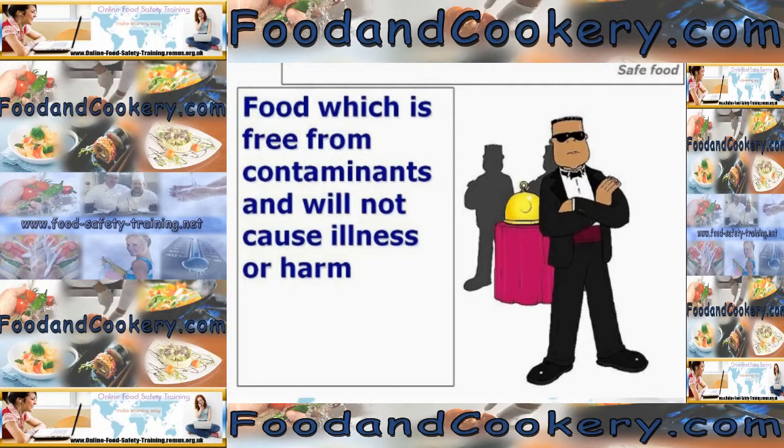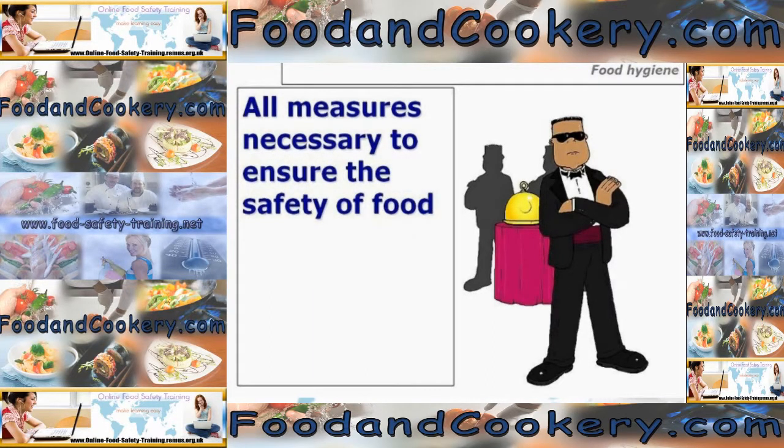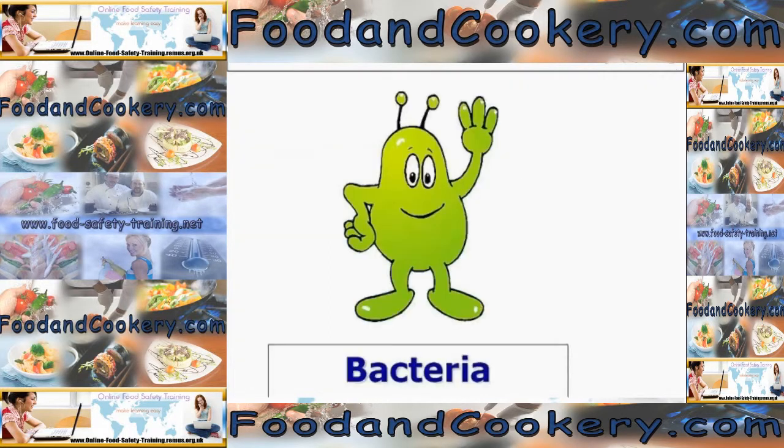First of all, the definition of safe food: food which is free from contaminants and will not cause illness or harm. Now, we will look at the different types of contaminants later on, but please make a note of the definitions as we go through, as these do come up in the exam. And the second definition, food hygiene. These are all the measures necessary to ensure the safety of food.